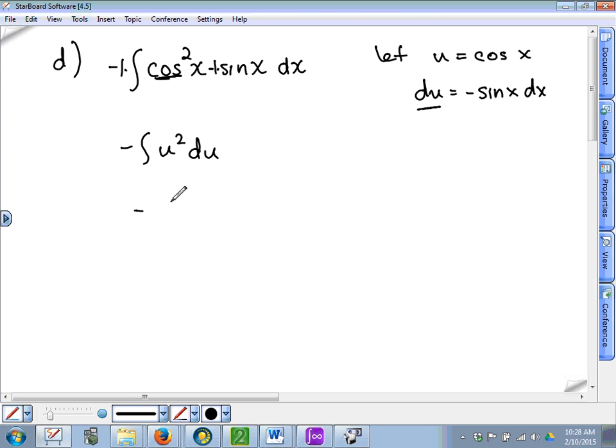Okay, negative. What's the antiderivative of u squared? u cubed over 3. So it's negative u cubed over 3. And then we have this plus c over here.